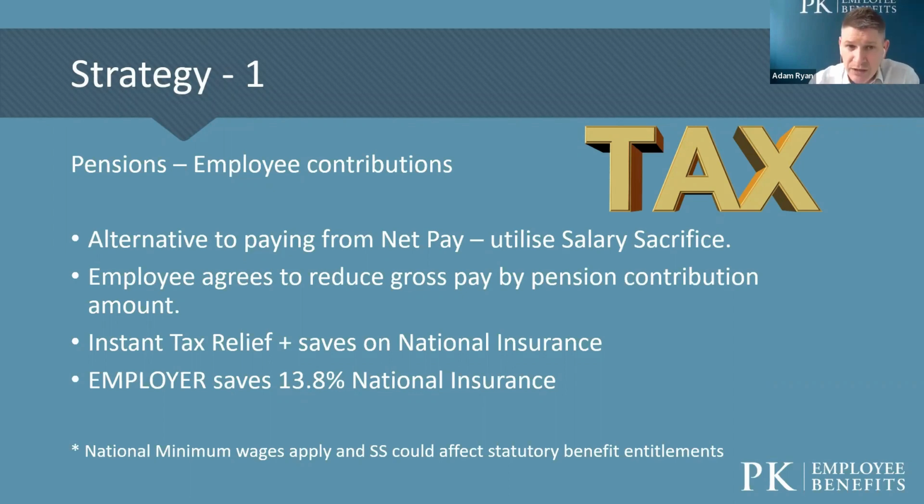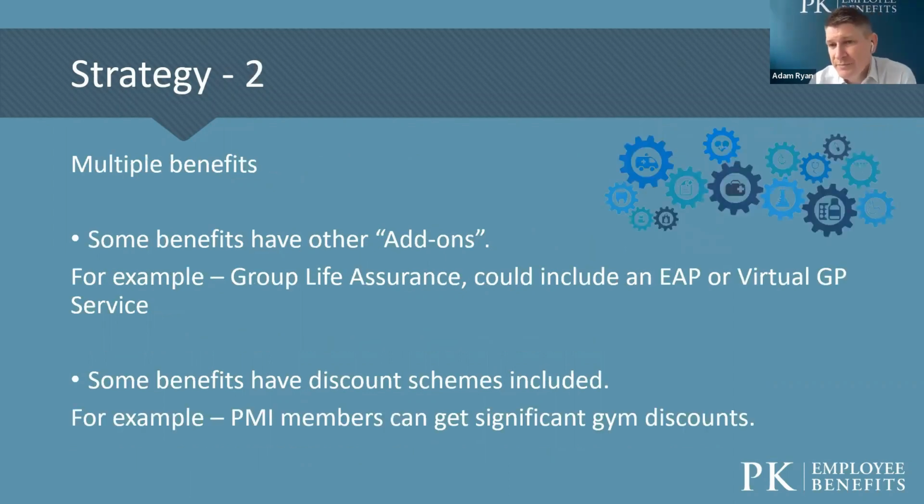Strategy number two is to actually look at benefits. So we touched on all of those benefits previously in terms of the core benefits. And it's important to consider some of these are particularly low cost benefits, and they have a number of add-ons. So we talked about life assurance or income protection and private medical insurance. Those benefits have additional services within them, typically dependent on the provider that you choose.